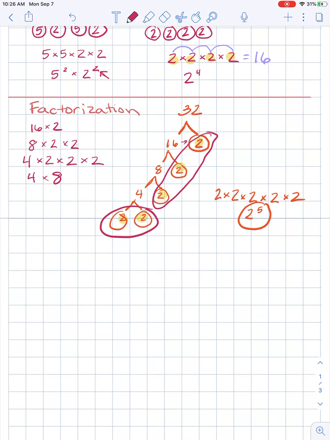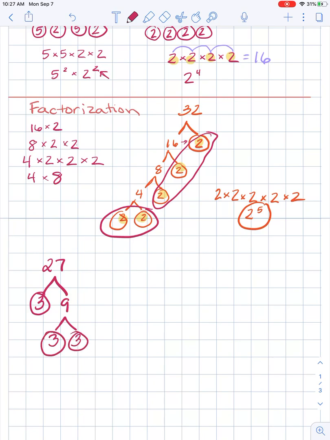Okay? Let's do one more example of a factorization. Let's pick 27. How can we make 27? Well, we can make it by doing 3 times 9, right? 3 is prime, so we're done there. And then we can make 9 by doing 3 times 3.